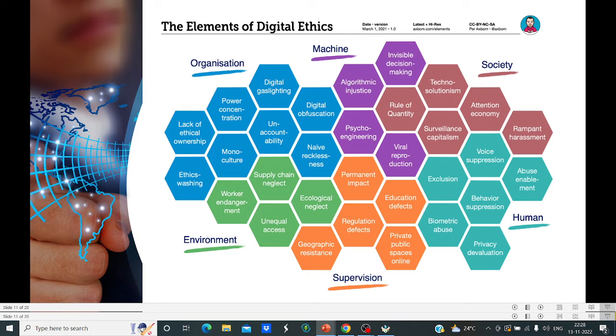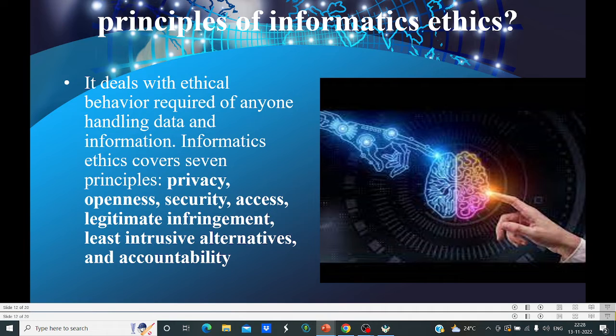And next we move on to the diagrammatic representation of the elements of digital ethics. First, organization, mission, society, environment, supervision, human, that come under more than 20 elements of digital ethics. Next we move on to the principles of informative ethics. Informative ethics is also called digital ethics. It only deals with the behavior required in how to handle the data, how to grasp the information, and how to produce information.